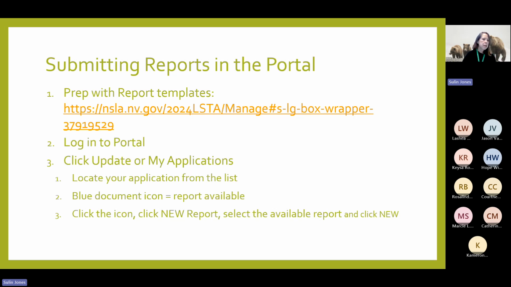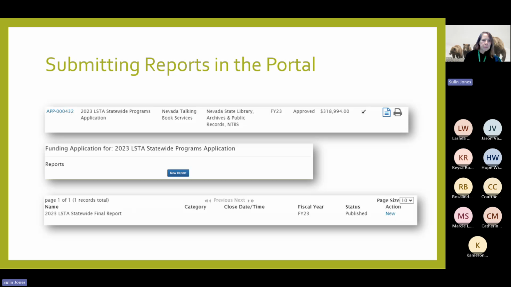You're going to, do I have pictures for that? I think I do. Okay. So I'm using Talking Books as an example. Hope, thank you. You're going to identify the application, and if it's got a little blue icon, it's got a report. You're going to click on the icon, you're going to click New Report, and it will give you options. So right now for Hope, there's only a statewide final report.